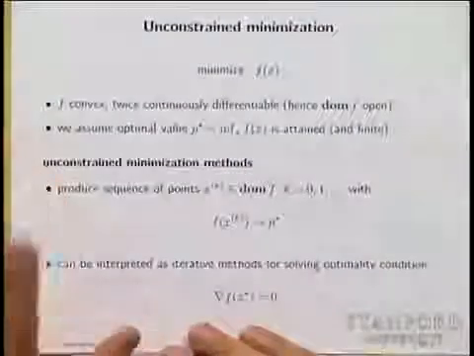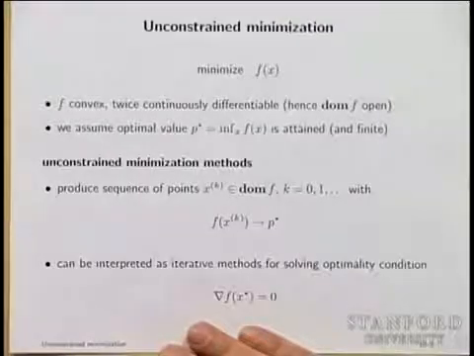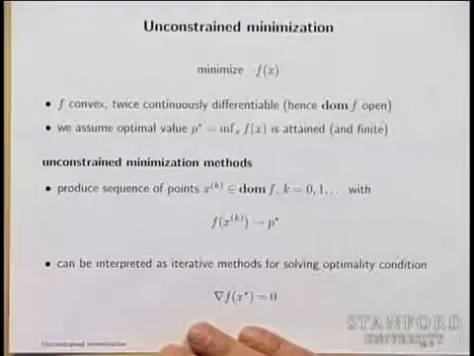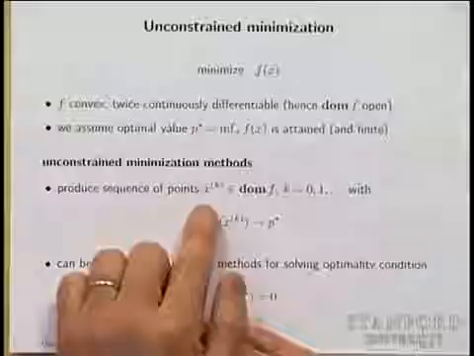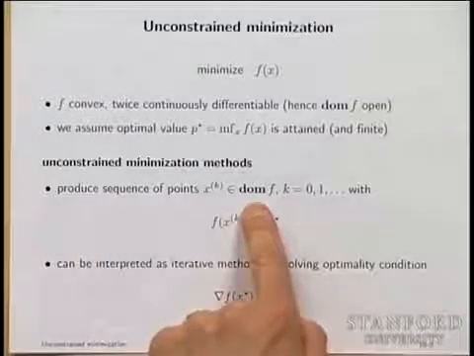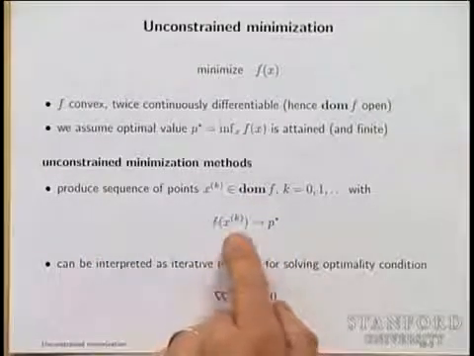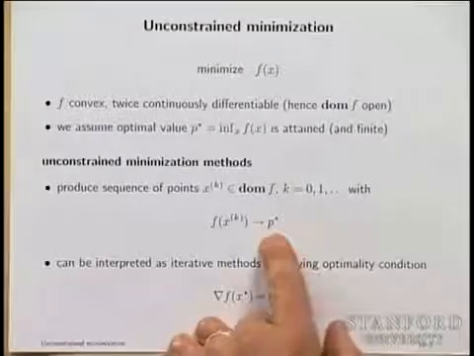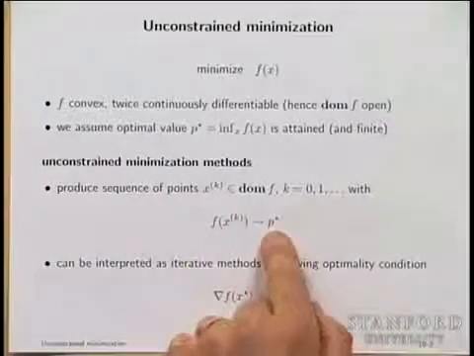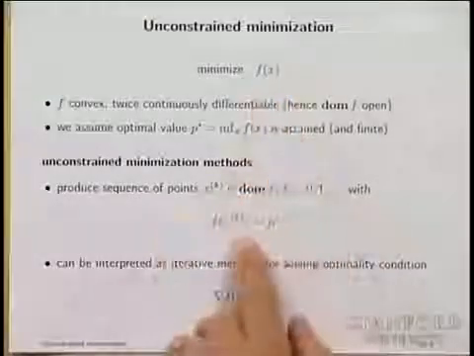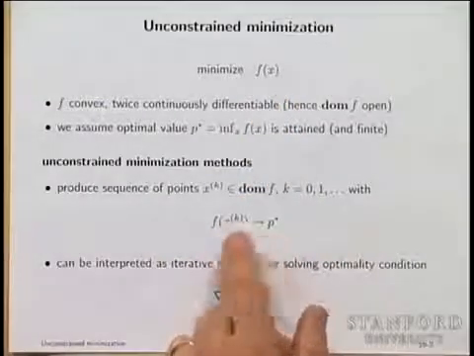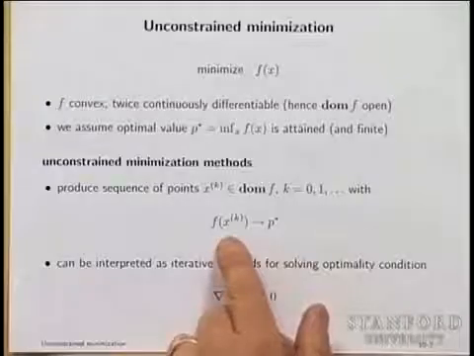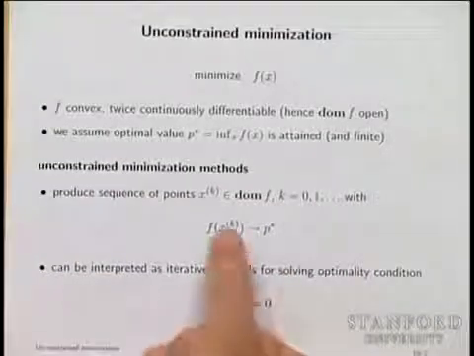Well, by the way, there are lots of methods for this. We're going to look at methods that produce a sequence of points. They're all in the domain. And the function values are going to go to this optimum value, p star. By the way, in the case when p star is minus infinity, that means this is unbounded below. You also call this a minimizing sequence. In that case, of course, the x's don't converge.